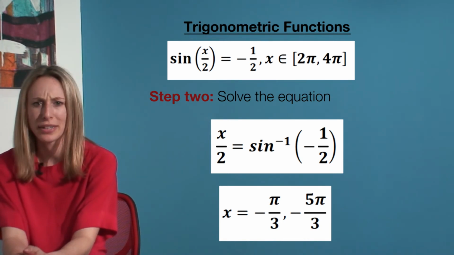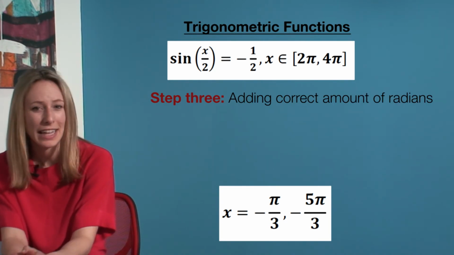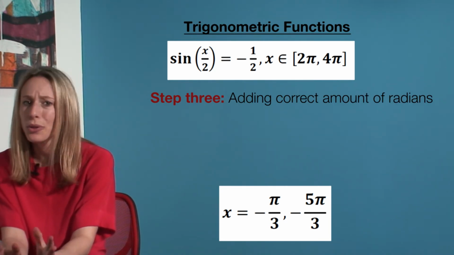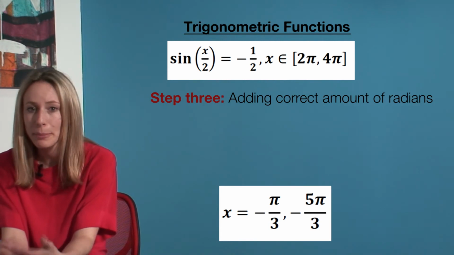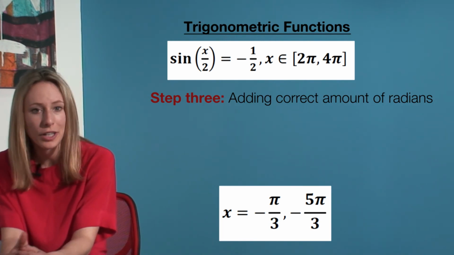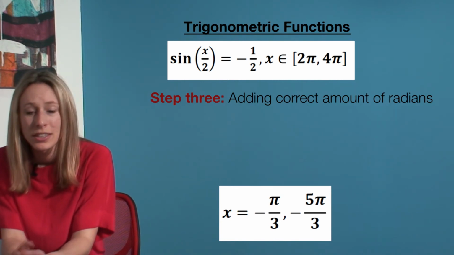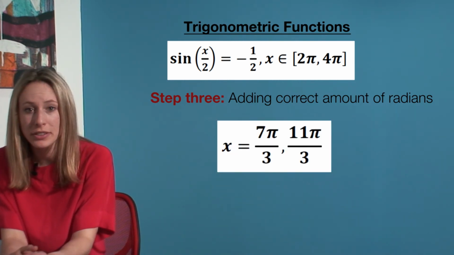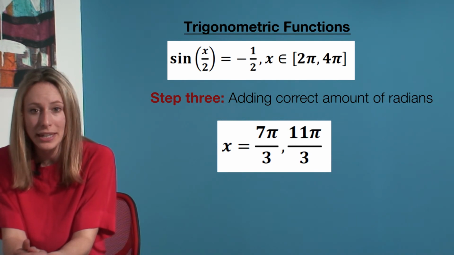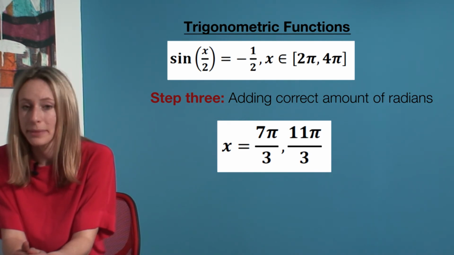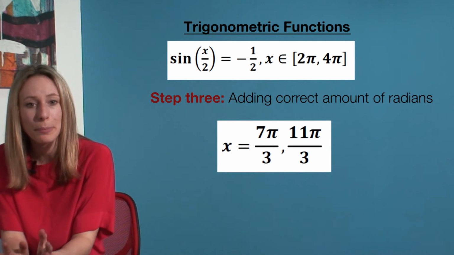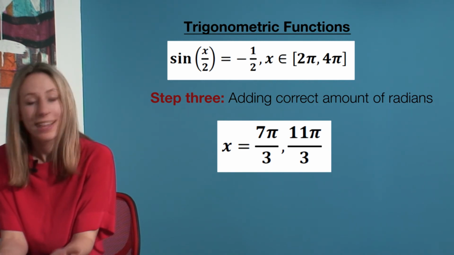Neither of our responses are in our domain. However, they are still answers to the equation. In order to get them into the correct domain, we add the period of the function, as we know they occupy the right spots on the unit circle, but are just in the wrong cycle. So we add 4 pi to both the responses and get x equals 7 pi on 3 and x equals 11 pi on 3. These are both in our domain of 2 pi to 4 pi, therefore we have our answer.